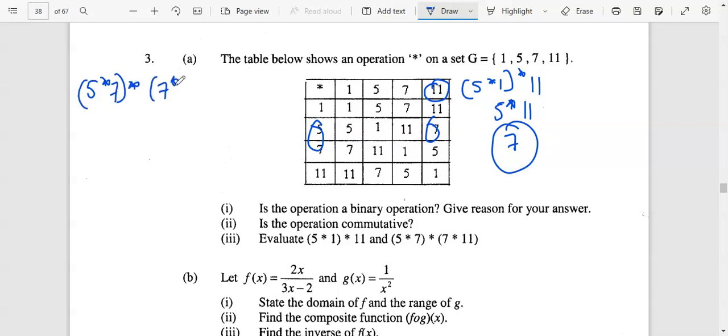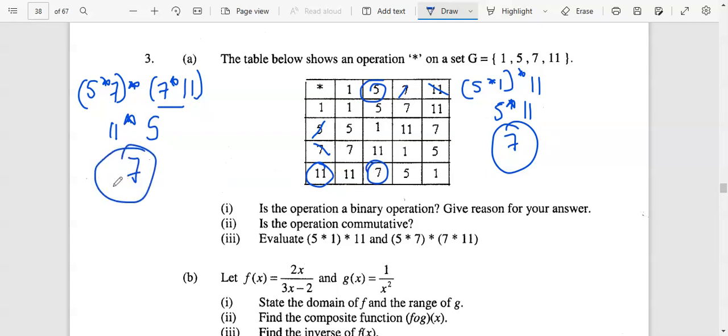And then we also have 5 star 7 star 11. So 5 star 7, 5 there, 7 there, we see that is giving us 11. And then I'll put a star, and work out 7 star 11. We've seen that is giving us a 5. And then now 11 star 5, it is giving us a 7. So this is the answer. So meaning that this operation, no, I'll not make that conclusion because this and this were different. I wanted to say it's distributive.